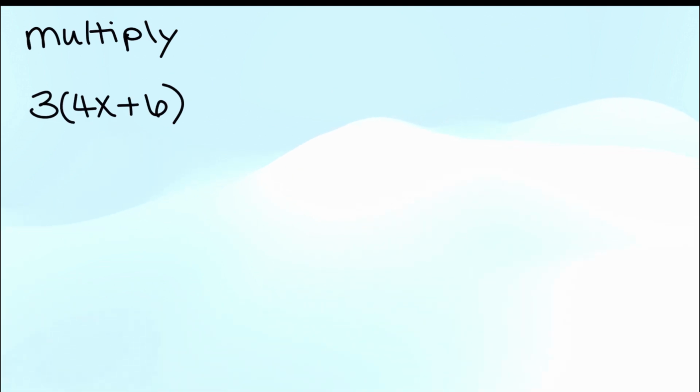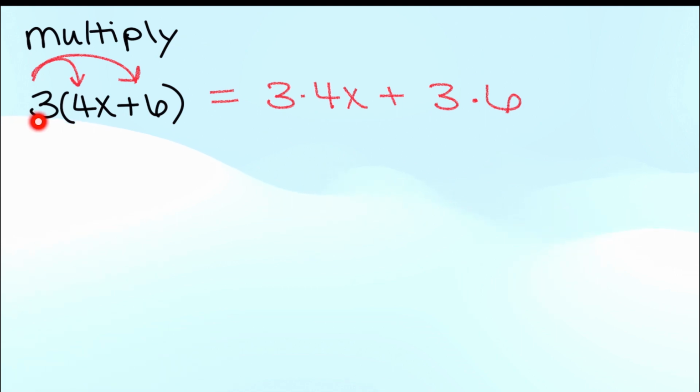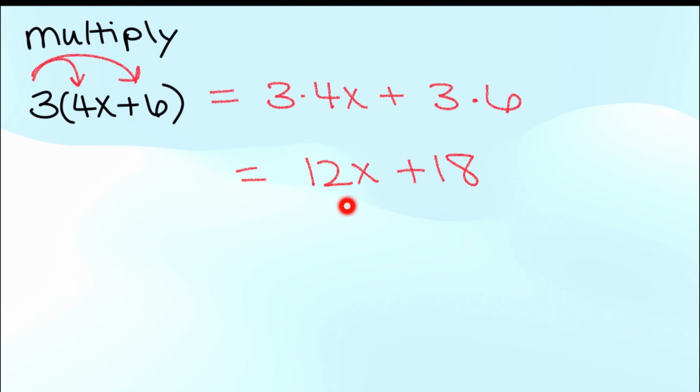If we want to multiply by a sum or a difference, we can do what's called distributing. We can take advantage of our distributive property. So we are going to multiply the 3 by both terms in the parentheses. The 3 is going to get multiplied by the 4x, and then the 3 is going to get multiplied by the 6. So 3 times 4x is 12x, and 3 times 6 is 18. So this expression turns into 12x plus 18.